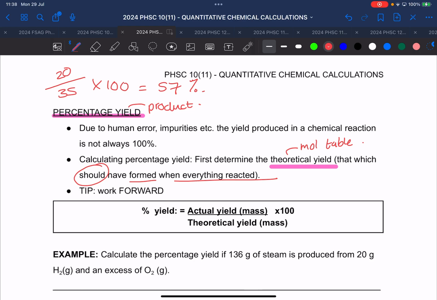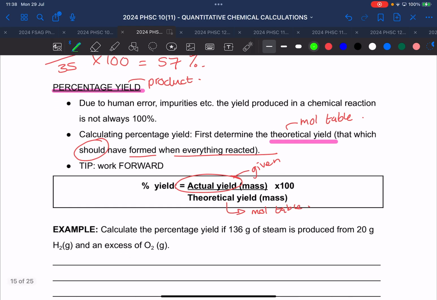How are you going to do the calculation? It's the actual yield, that which we will be given, over your theoretical yield that you will find in your mole table, times 100. Now this equation is not on your data sheet, which means you do not have to memorize it off by heart. Okay? You must just apply it.